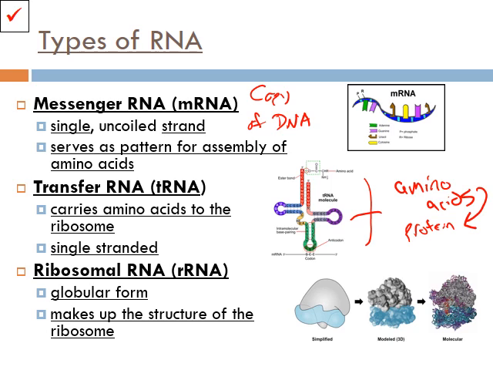So with that, that's going to close up shop on the different types of RNA as well as the structure. If you have any questions, please feel free to contact your instructor. They will definitely point you in the right direction.